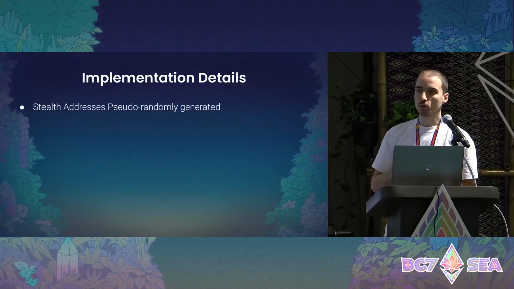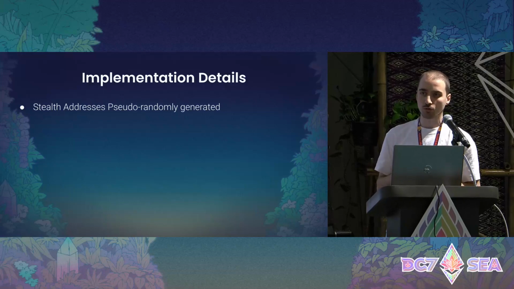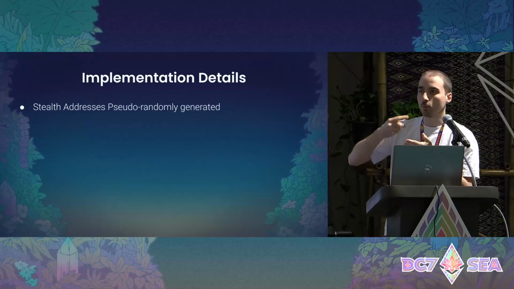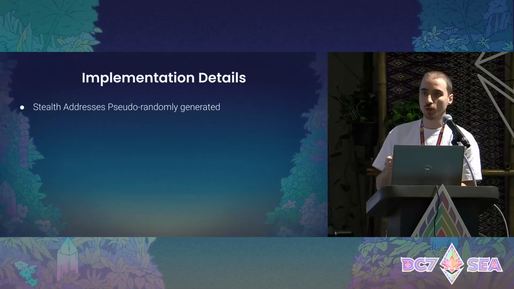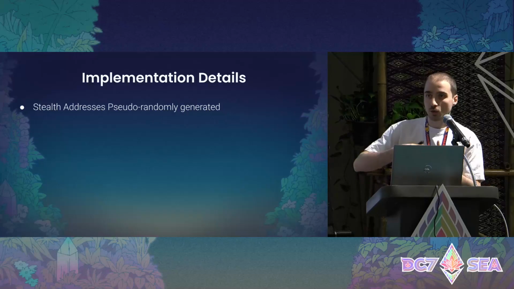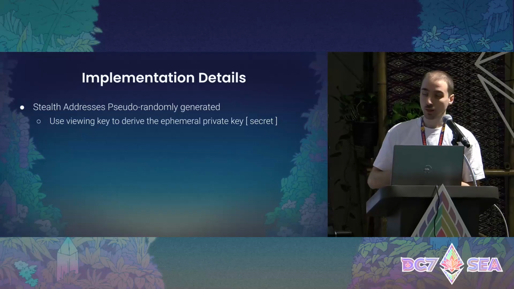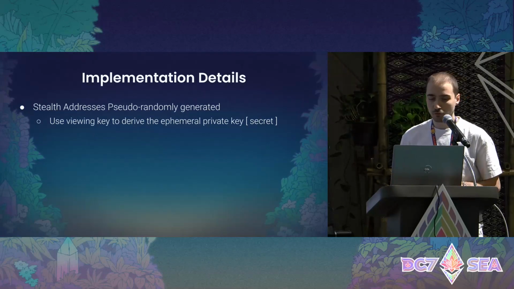First of all, we use the way that FluidKey stealth addresses are pseudo-randomly generated. This means that if you have the viewing private key, and we'll go into more detail, you will be able to regenerate those addresses. It's a private key. It will stay with you. But that's how you will be able to regenerate the addresses always the same way, even if a third party disappears. We will use the viewing key.